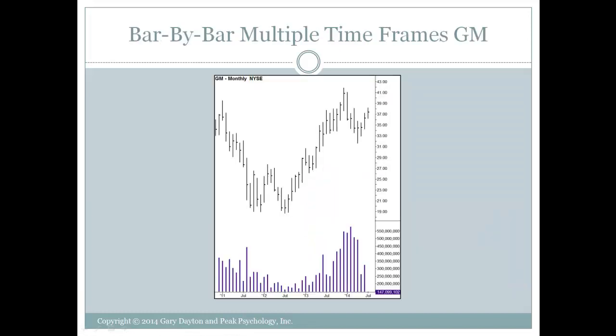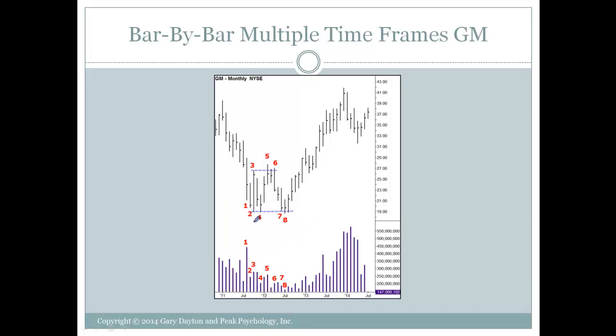Okay, let's do some bar by bar now, and we'll take a look at also integrating some multiple time frames. Here we're going to work with General Motors, a well-known stock. This is kind of interesting. Monthly volume, I don't know, Wyckoff never looked at volume on the monthly chart. I don't really look at it either, but I put it in here because you can still read it.